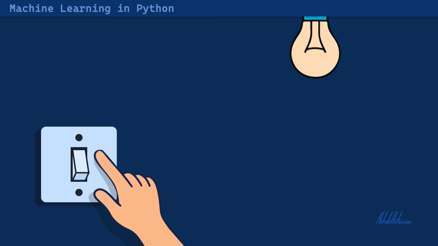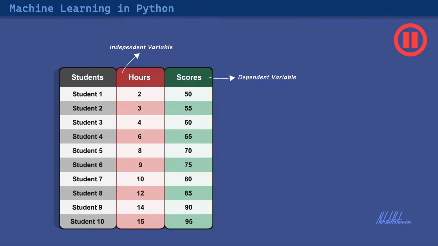Just like that, in our example, the number of hours studied is the switch, the independent variable, and the exam score is the light, the dependent variable that responds. So in machine learning, we study how inputs affect outputs.